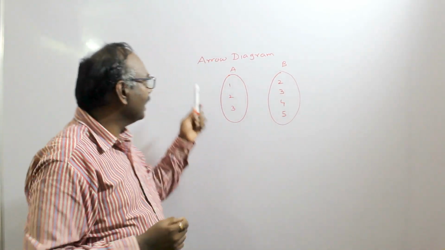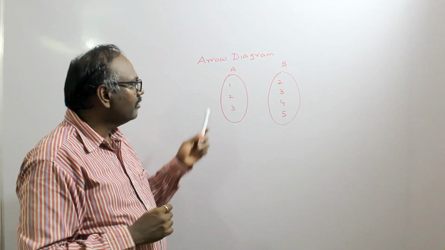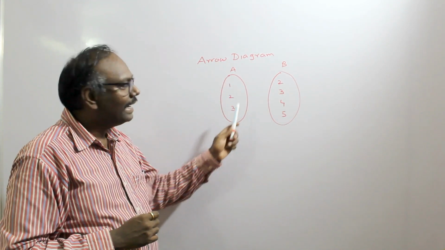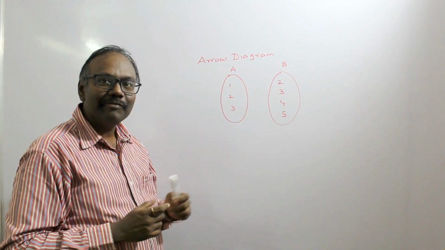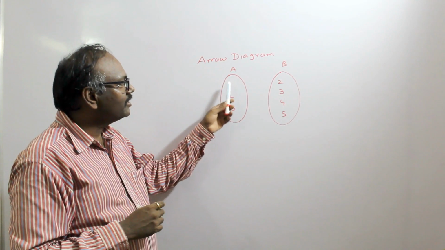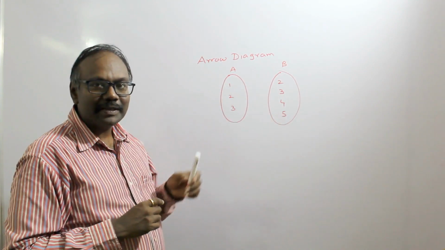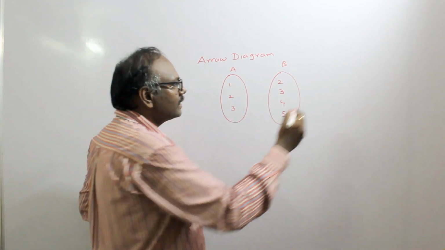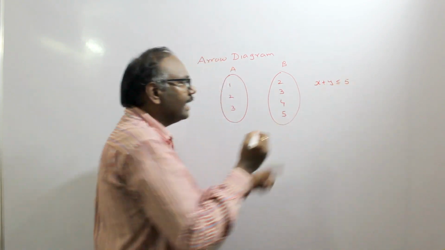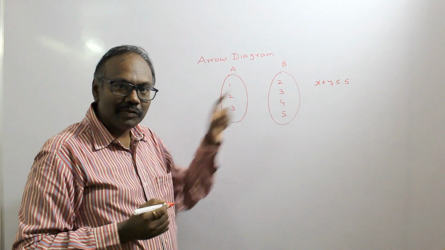Let us see the arrow diagram. In the arrow diagram, we draw two circles with set A containing the elements 1, 2, 3 and set B containing the elements 2, 3, 4, 5. Now we are going to draw the arrows by which the elements of A can be related to elements of B through the rule that x plus y should be less than or equal to 5, where x belongs to set A and y belongs to set B.